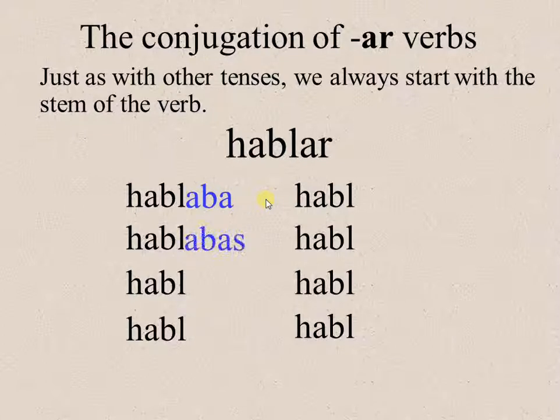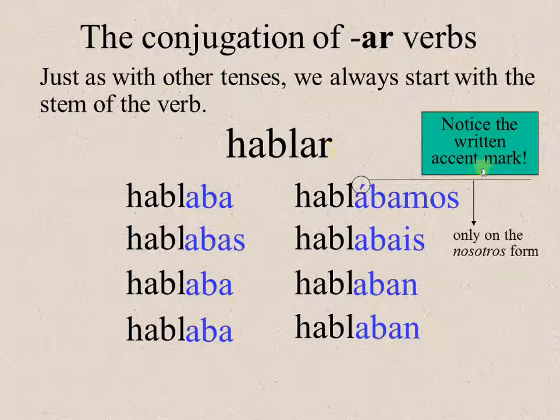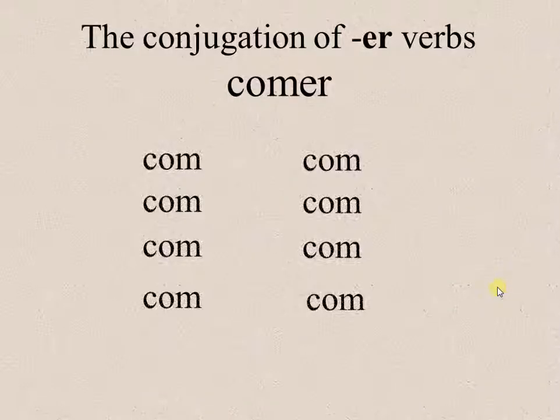Yo hablaba, tú hablabas, él hablaba, ella hablaba, o usted hablaba, nosotros hablábamos. Make sure you put an accent mark in nosotros form. Vosotros hablabais, ellos, ellas hablaban, ustedes hablaban. Again, notice the written accent mark only on the nosotros form. There are no irregular AR verbs in the imperfect. That's good news for us.